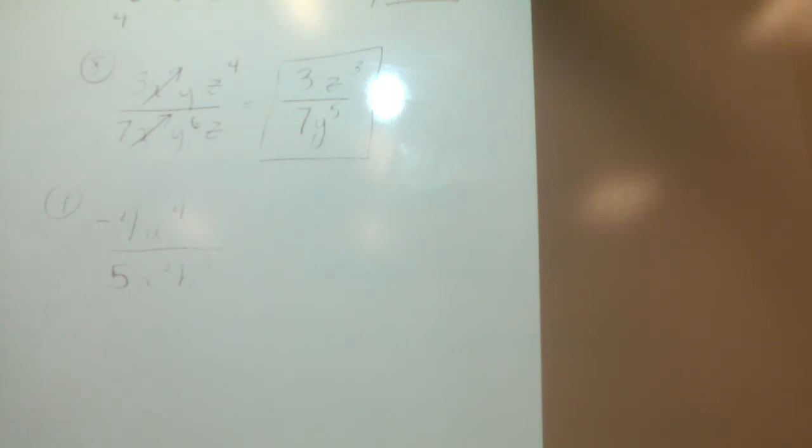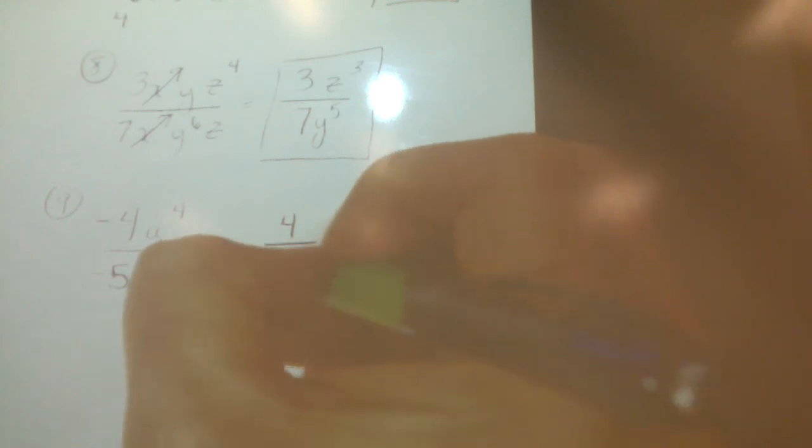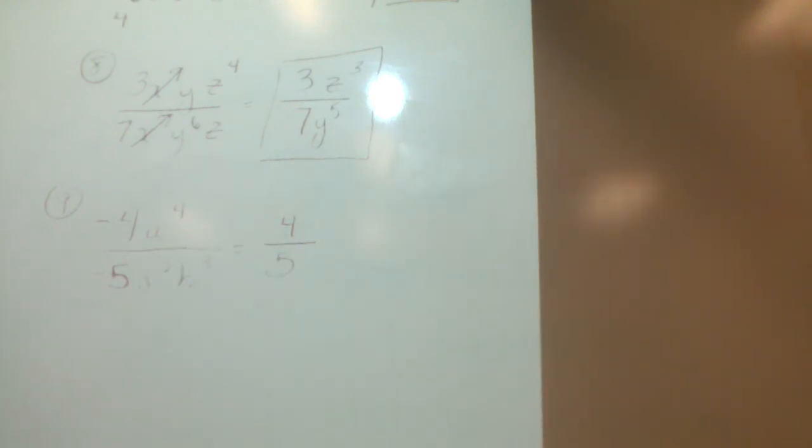But the issue here is they're both negatives. You can't have an answer with 2 negatives. When there's 2 negatives, that means they both become positive. So I'm just going to rewrite that as a positive 4/5.